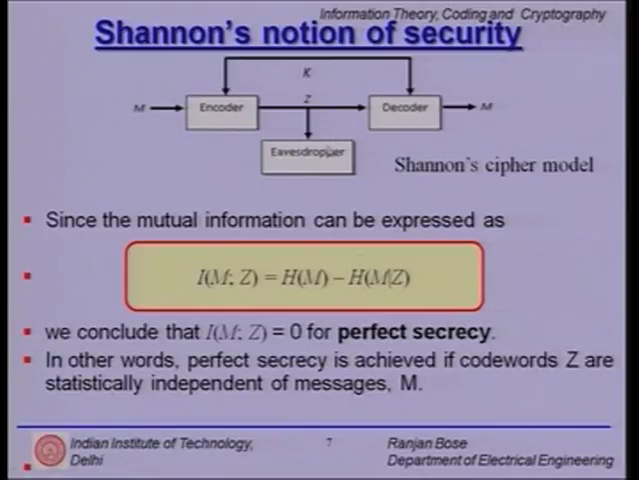So, the block diagram looks like this. The message M goes to the encoder, and using the key k is encoded into Z, which is decoded using the decoder with the same key k and gives back M. No noise anywhere in the channel. The eavesdropper has his hands on Z, and his job is to find out M from Z. So, I(M;Z), the mutual information between the message and the observation of the eavesdropper, is nothing but H(M) minus H(M|Z). And what Shannon suggested is that I(M;Z) should be equal to 0 for perfect secrecy. What it means is perfect secrecy is achieved if the codeword Z and message M are statistically independent.